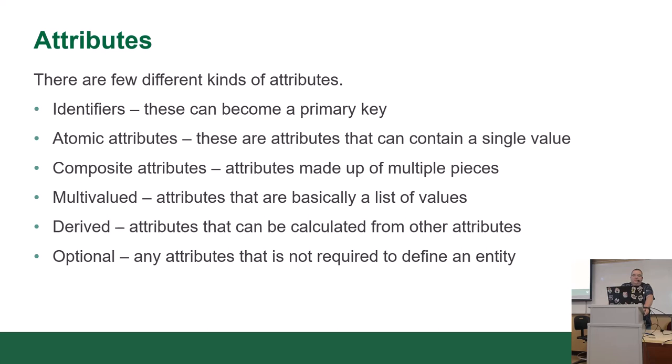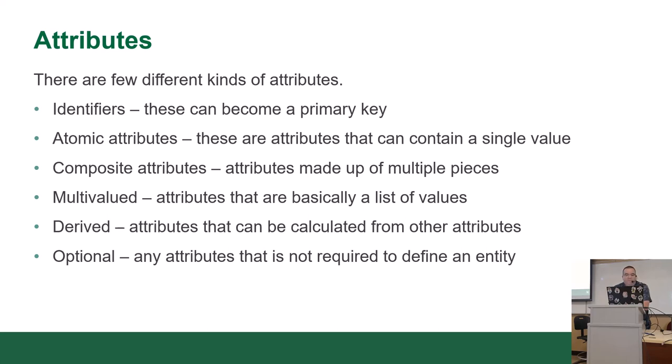We have atomic attributes. These are attributes that contain only a single value. Date of birth. Yes, a date is made up of multiple pieces, but it's a date. It's one thing. Another one would be a postal code. That's one thing. An email address is one thing. Those are atomic values. You have composite attributes, which I just spoke about. Those are things like street addresses.